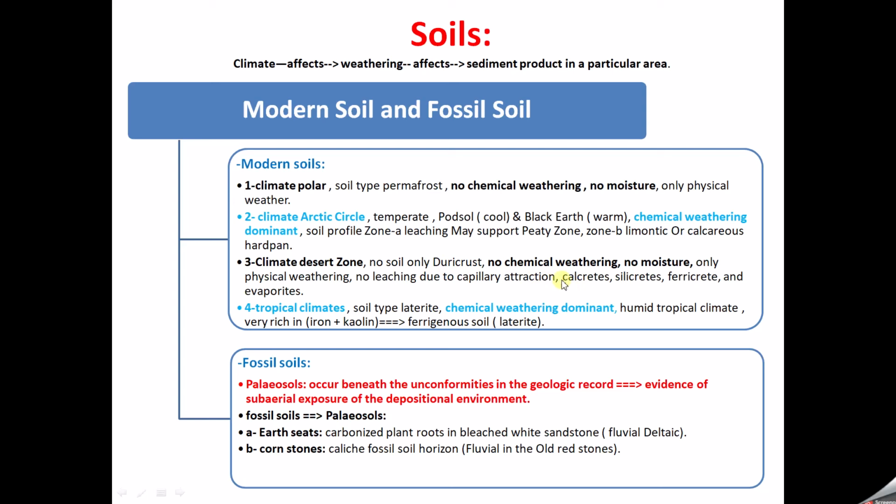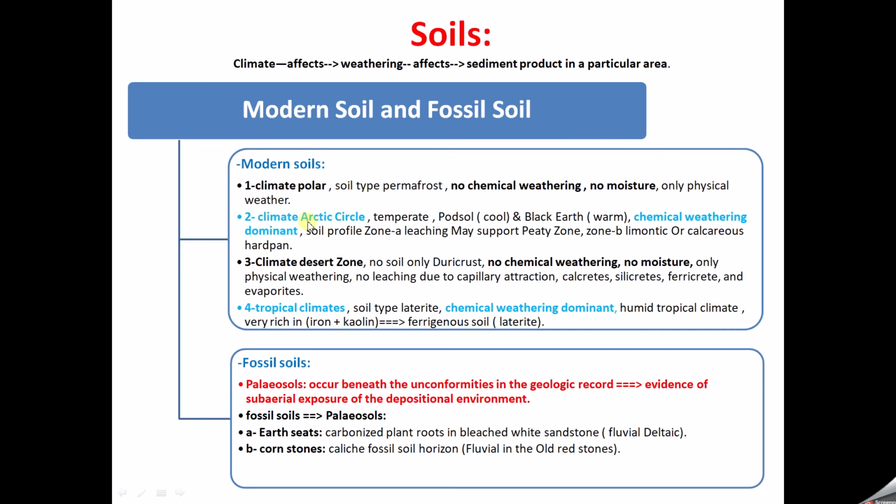We call it calcretes, silicretes, very thin, or ferricretes and evaporites. So no humidity, no moisture, no chemical weathering, only physical weathering. Also no leaching here due to capillary attraction. So fluids go up instead of leaching down in the desert. So desert, no soil. Polar region, no soil.